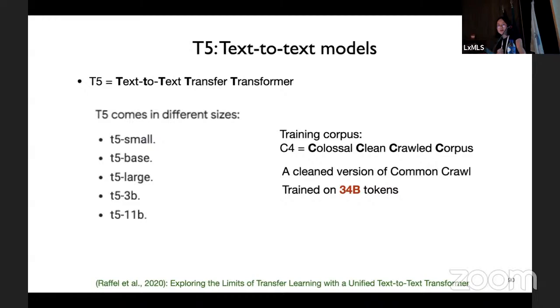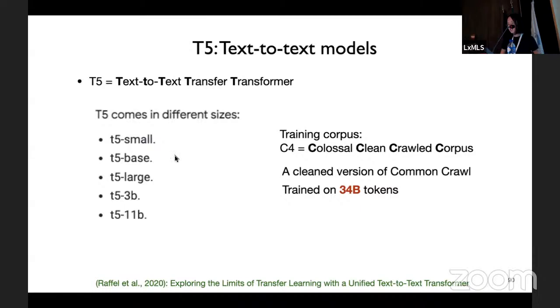The other thing I want to emphasize is that T5 has a lot of other new contributions. First, they propose a new training corpus that's actually way larger than what BERT models have been trained on. This corpus is called C4. It's a cleaned version of Common Crawl, and it consists of 34 billion tokens. If you remember, Wikipedia plus Books has 3.3 billion tokens. And here it is 34 billion tokens, 10 times larger.